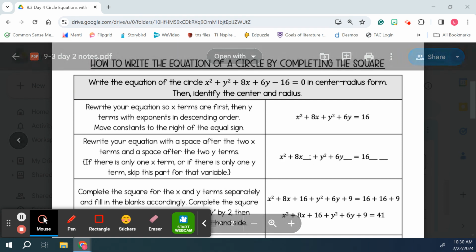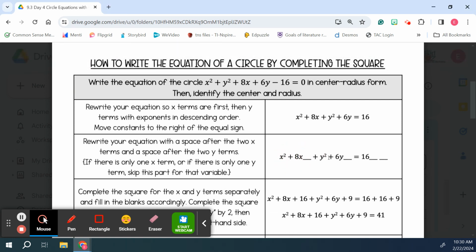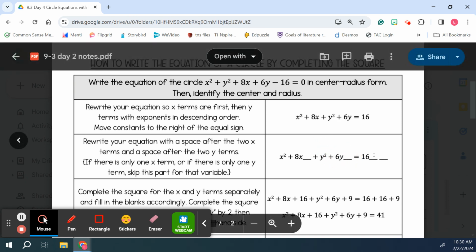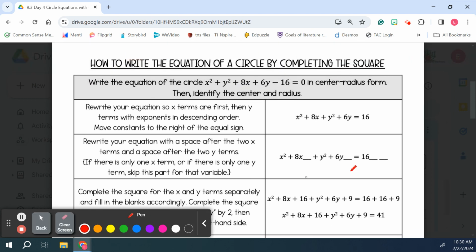So if you look, you're going to be completing the square for this and this, and whatever you find here and here has to get added over here. So if we were going to complete the square for this part, we're going to take 8 divided by 2, which gives us 4, and square it, which gives us 16. So we would add a 16 here, and then add it over here. Then we would do it again for the y's. So this will be 6 divided by 2, which gives us 3, and then we square it, which gives us 9. So that's where that 9 comes from.